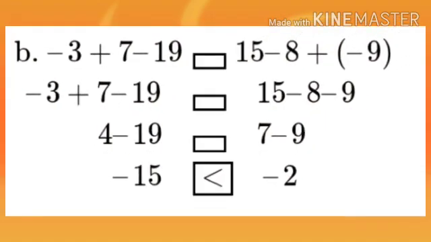In subdivision B, we have to compare both the expressions and put the greater than sign towards the bigger expression. So, minus 3 plus 7 minus 19 is one expression, and 15 minus 8 plus of minus 9 is another expression. We have to compare both these expressions and put the greater than sign towards the bigger expression. Therefore, minus 3 plus 7 minus 19.